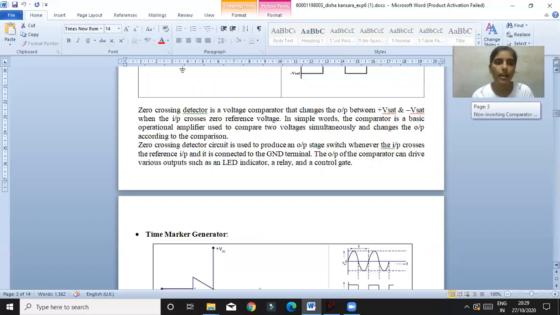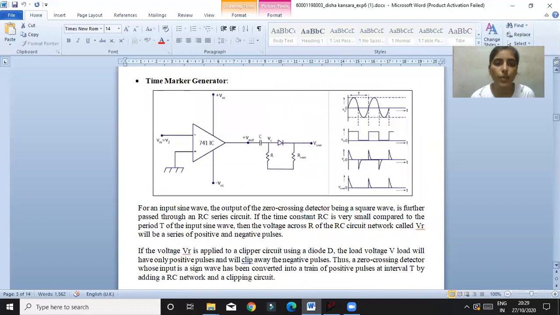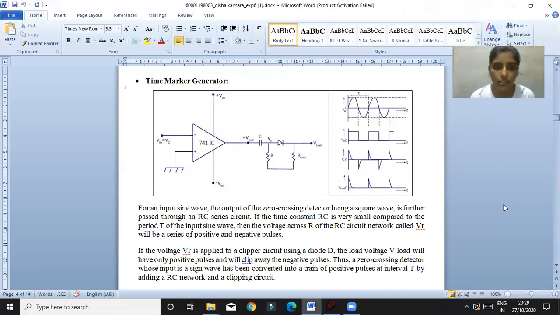The fourth one is the time marker generator. This is the output of the time marker, with a sine wave at the input. The output of the zero crossing detector, being a square wave, is further passed through an RC series circuit, where the time constant RC is very small compared to the period of the input sine wave.